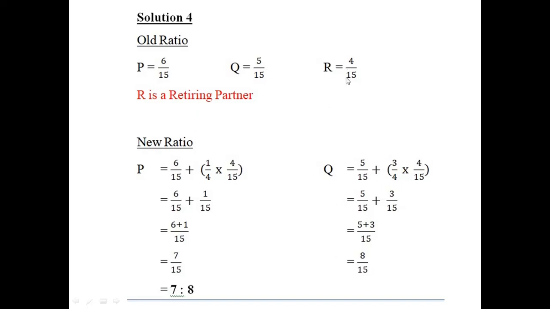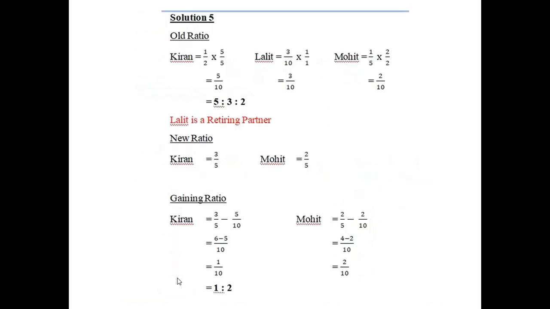will be surrendered in favor of Q. Ultimately, the new ratio will be 7:8. Okay. Only the language is different. It is just like question number 1 and 2. Okay. Now, question number 5.